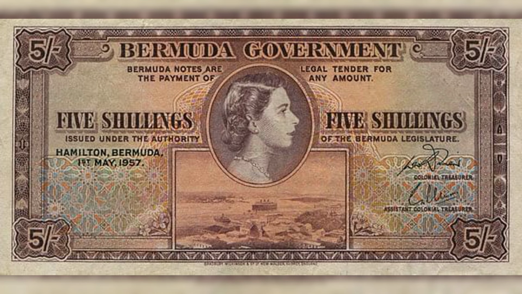This portrait of the Queen replaced the portrait of her father, King George VI, on Bermuda's currency after she was crowned. She is shown facing the right, while George VI was shown facing the left on the notes. The country has since replaced her with local fauna and landmarks.